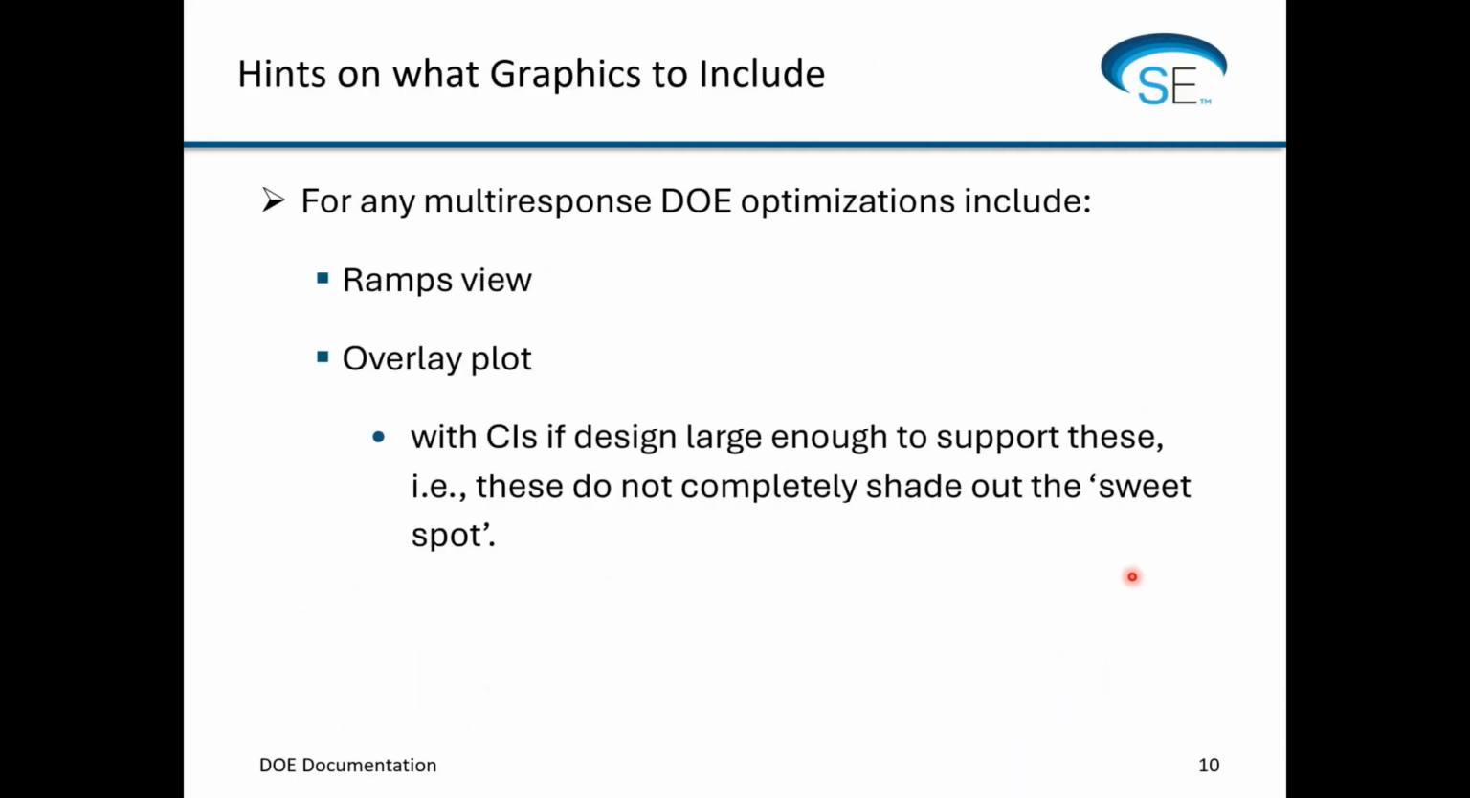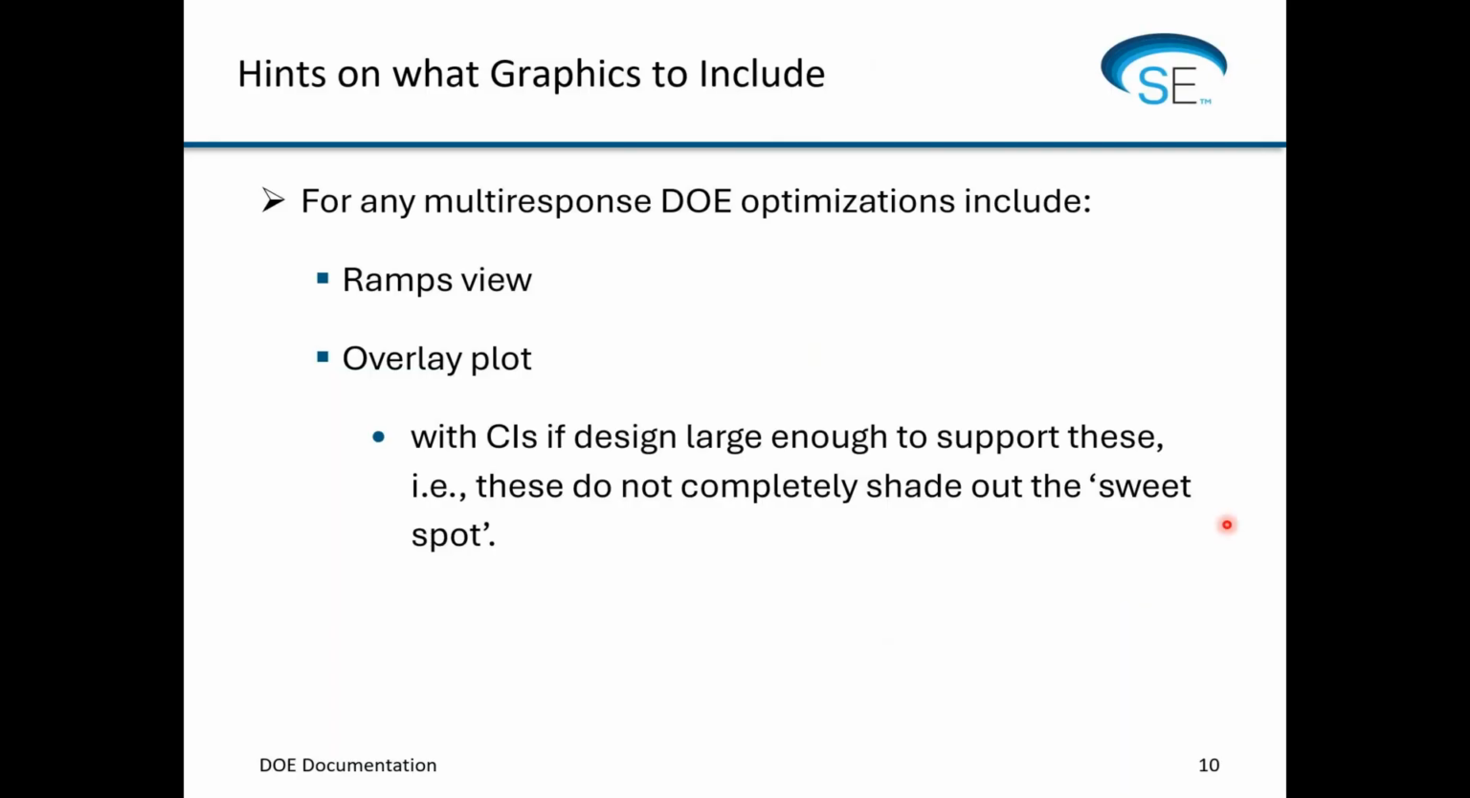If you have multi-response optimizations, we use the optimization module, the numeric optimization module. You may find some solutions, or you will hopefully find some solutions. It's good to report the ramps view. I'm assuming you're familiar enough with the software that you know what I'm talking about there. The ramps view is going to give you an idea of what your solution looks like and how well you satisfy your optimization criteria.